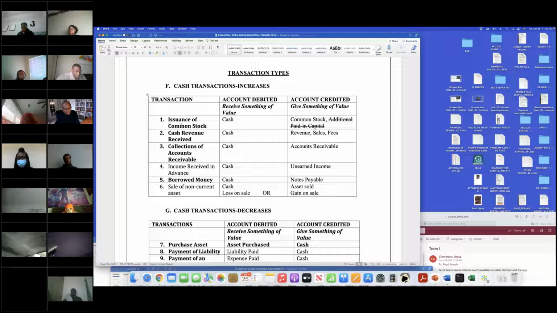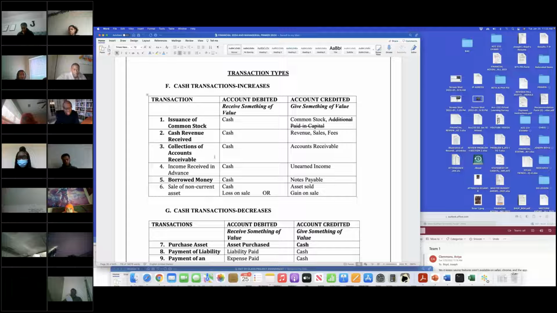Then once we determine that, if the business gets cash, we debit cash and we're going to credit whatever's over here. And the key ones, the ones in bold, 1, 2, 3, and 5. Those are the key transactions that we'll be working with and reviewing.